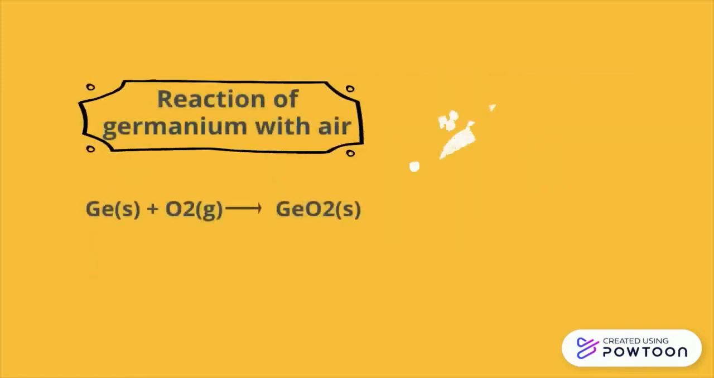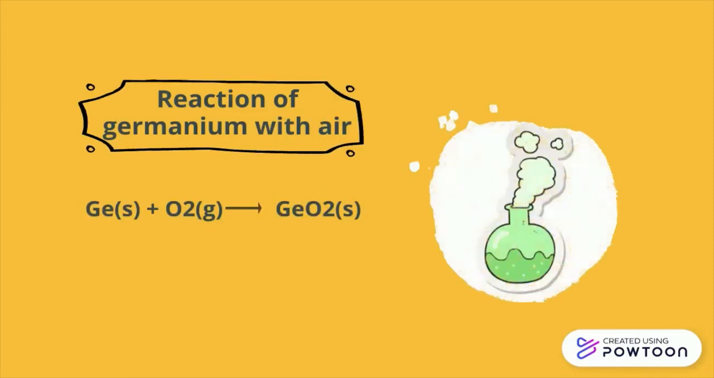Germanium reacts with O2, forming germanium dioxide. At room temperature, the germanium surface is passivated by the germanium dioxide layer. When heated to red heat, germanium reacts with oxygen in the air, forming germanium dioxide.